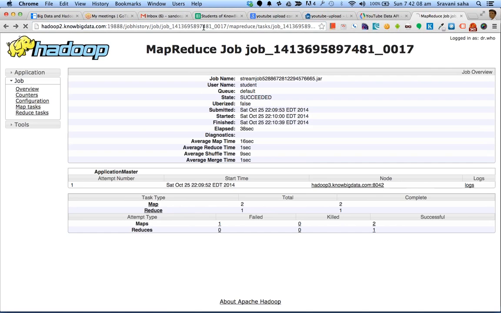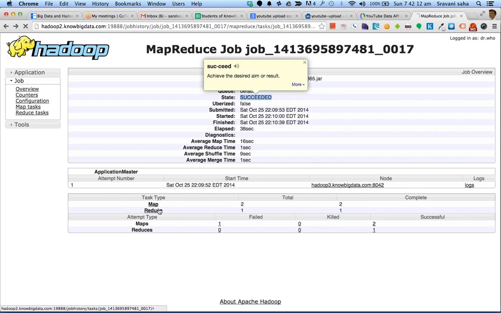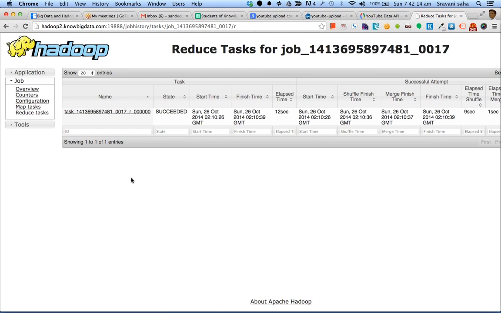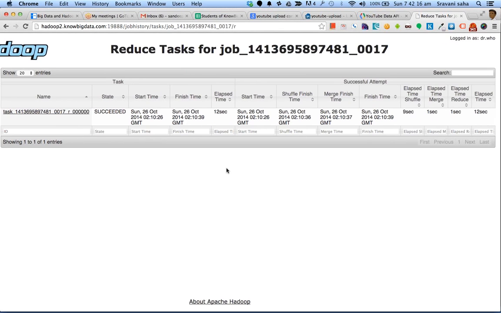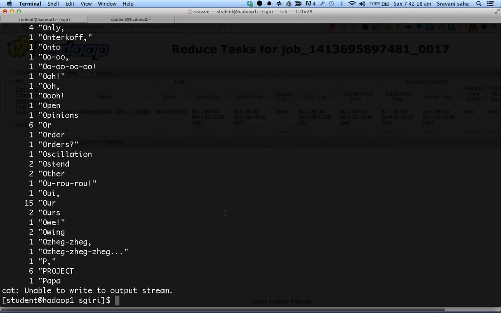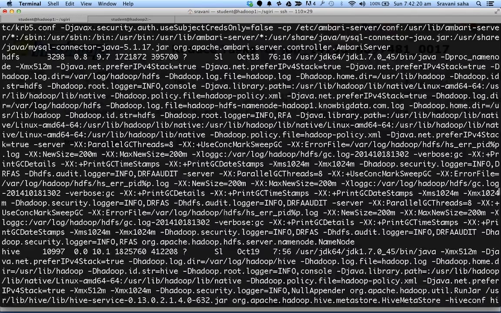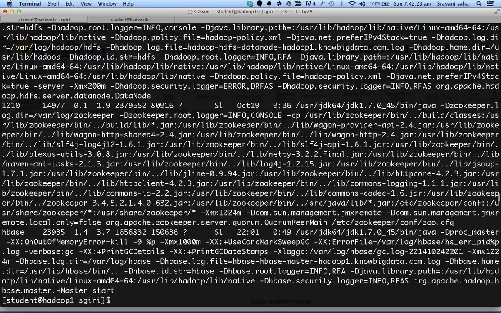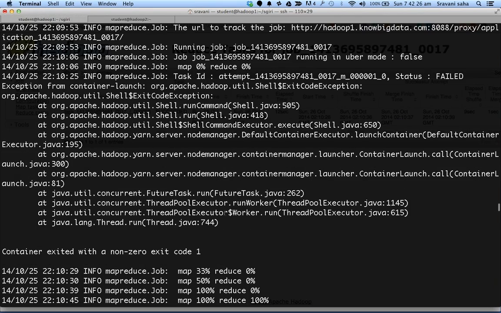Okay, so this was our job. It says succeeded. We were looking at the older log. It has succeeded, finally. It might have failed at a point, but then it recovered. Perfect. Sounds good to you? Right? It did fail here.